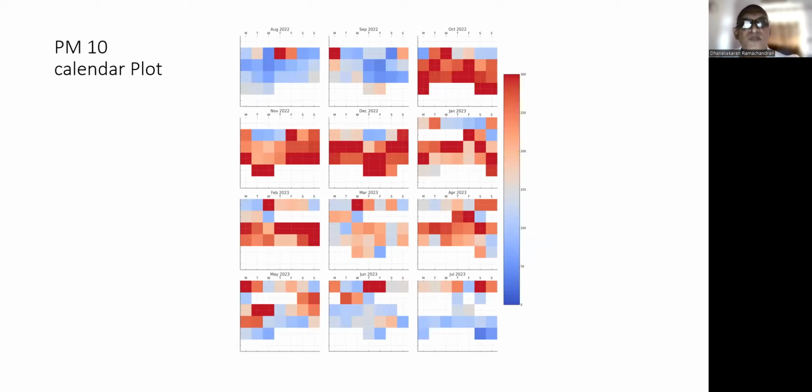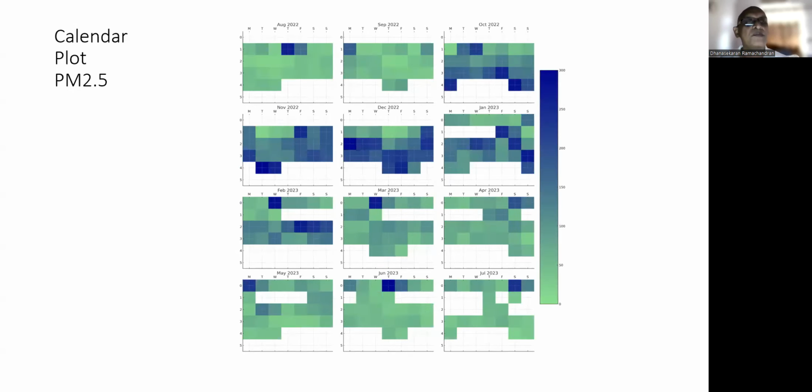This is the calendar plot of PM10, to show you holistically throughout the period which month was polluted or exceeded the 24 hour values, or what concentration exceeded, which can be seen from the gradient color which we have provided here. And this is the calendar plot of PM 2.5.